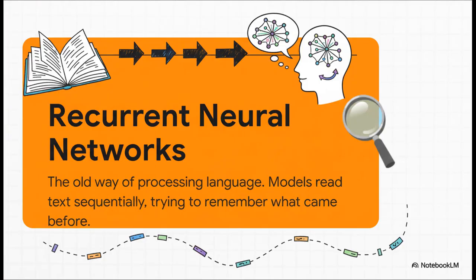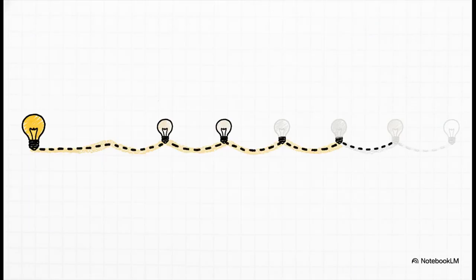The big models back then were called recurrent neural networks, or RNNs. And you can think of an RNN like a person reading a really long book, but only one word at a time. It reads the first word, then the second, then the third, and with every new word it reads, it tries to kind of update its memory of everything that came before. And that right there is the core of the problem.